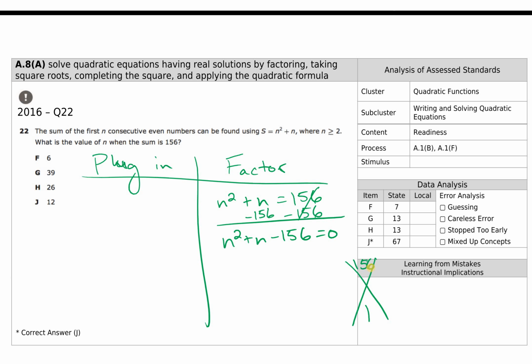We're looking for those factors, or of course you can do your plugging in, n squared plus n, and see which one is going to be equal to 156. We can plug in our answer choices. I'm going to start with J. 12 squared plus 12. It is indeed 156. That is the answer.